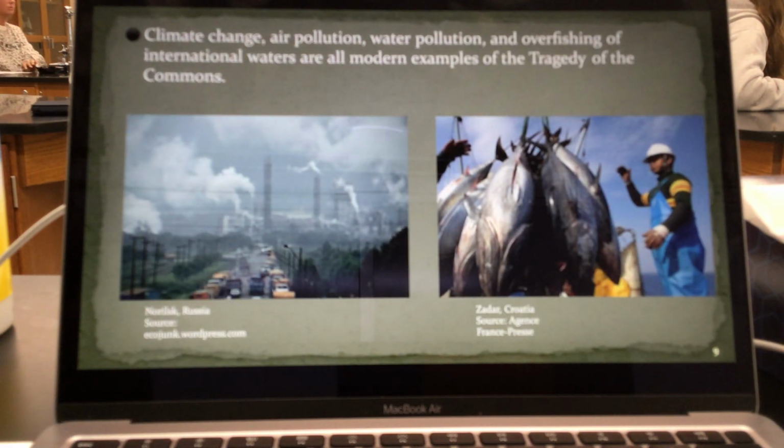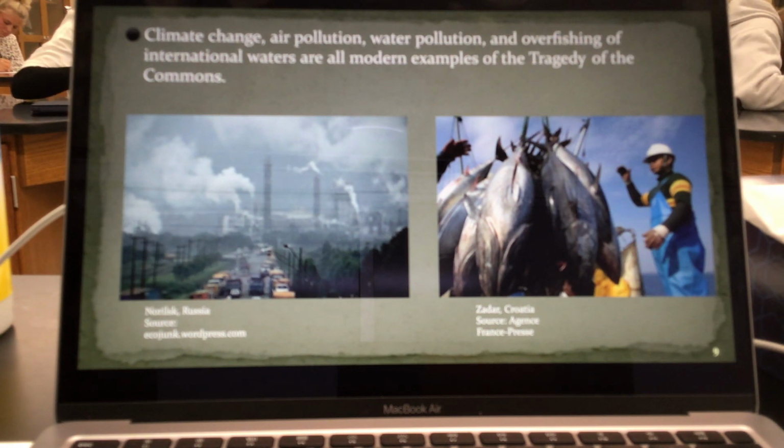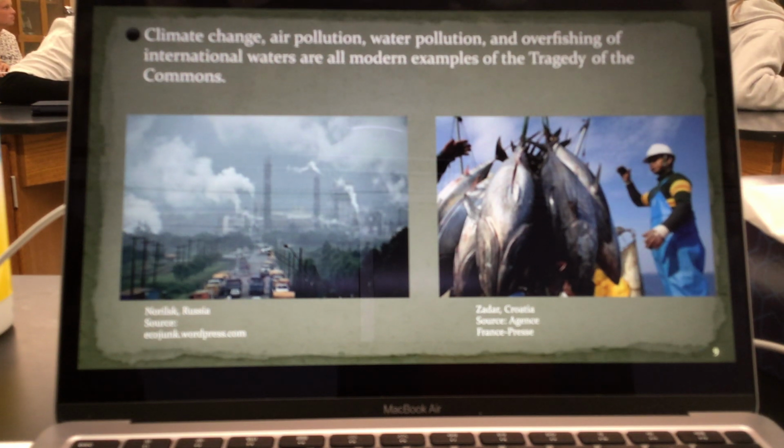So a couple of modern day examples of those commons, though: climate change is a great example of tragedy of the commons, because in air pollution, the atmosphere and the air that we breathe around us is a common space. We all utilize it. We're all using it somehow. And we have a major issue with pollution, especially in your more populated cities. Higher industry puts more pollution out.